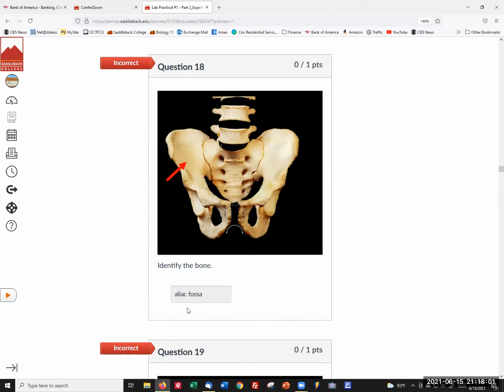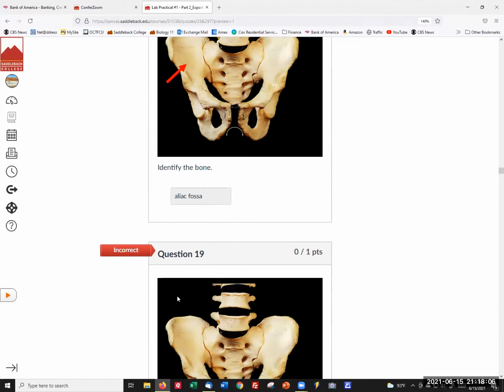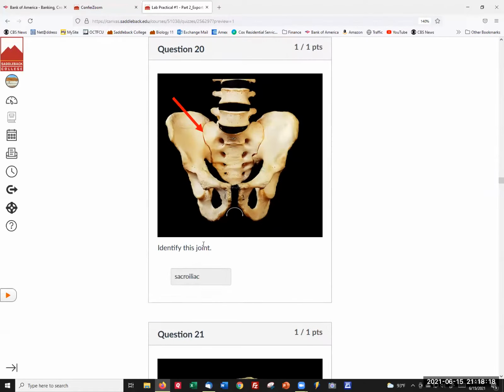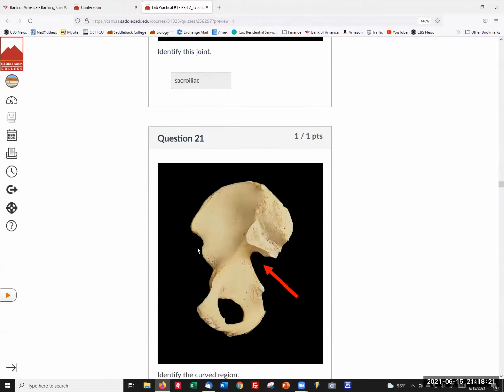This one, I misspelled iliac down here. Okay. We knew what we're doing. Obturator, we left the E in there and it should have been the U and we knew it. So again, we're not hurting.